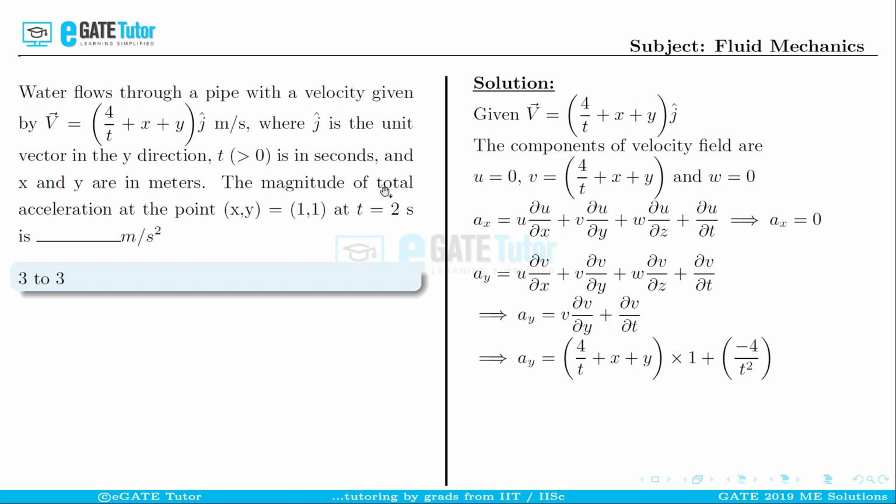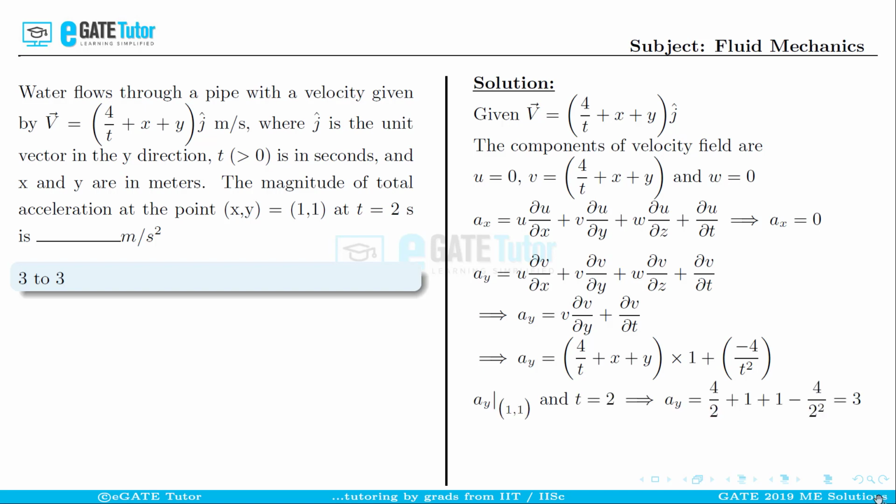Since we are asked to find the magnitude of total acceleration at the point X, Y = 1, 1 and T = 2 seconds, let us substitute X = 1, Y = 1 and T = 2 in this particular component of acceleration, and simplifying will give us acceleration in the Y direction as 3 meter per second square.